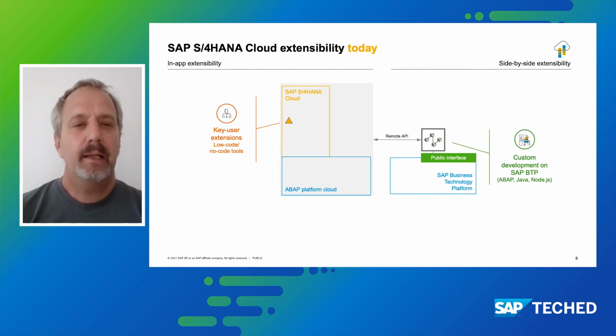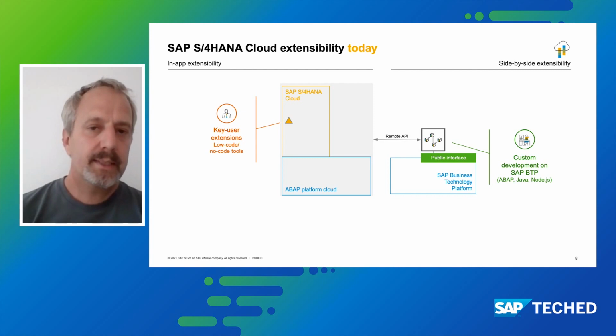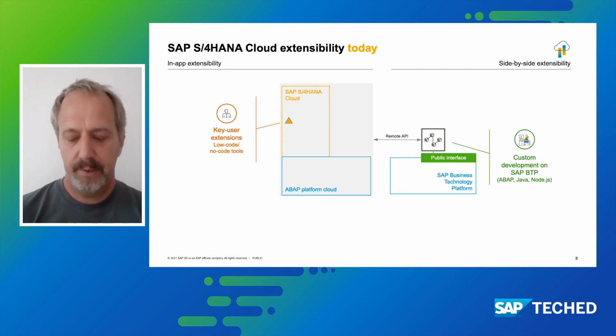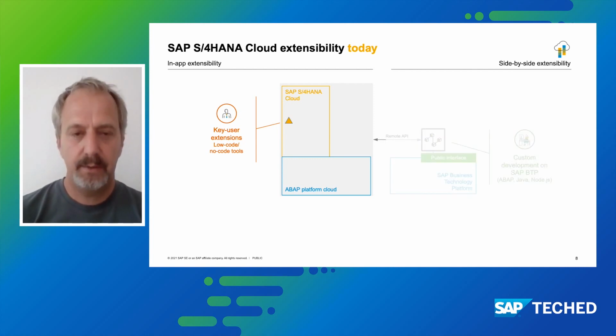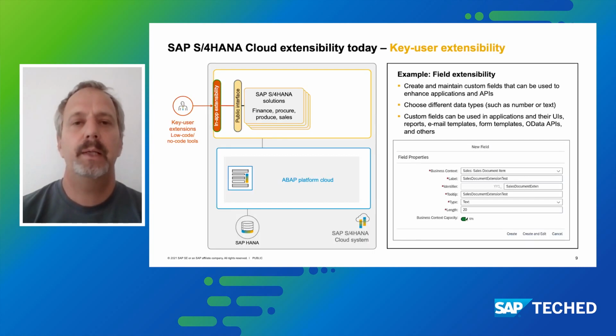Okay, now let's dig a little bit deeper concerning these two options, key user and BTP. On the left side, we have this key user extensibility. What does this mean? Key user extensibility, first of all, that's not development. Normally, a business user, not a developer, uses key user extensibility. She or he uses low-code, no-code tools, not an ABAP IDE or something like that. And the idea is to do more or less extensions and adaptations to existing SAP Fiori apps or processes.